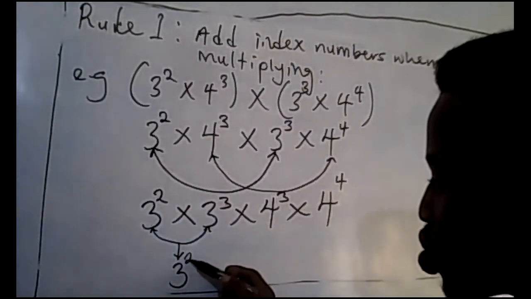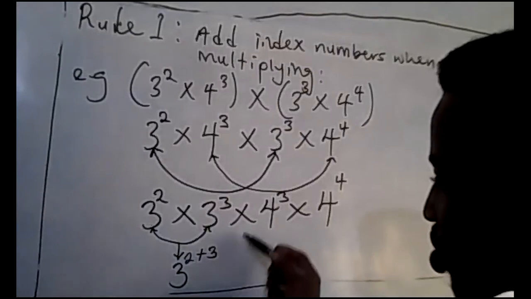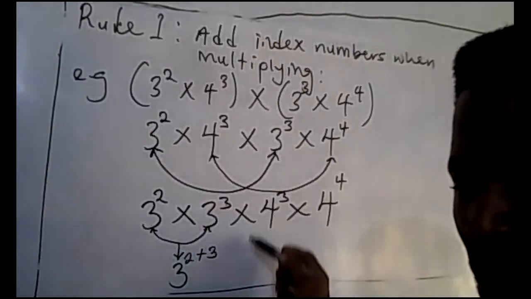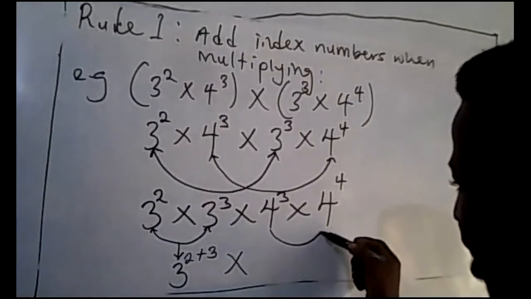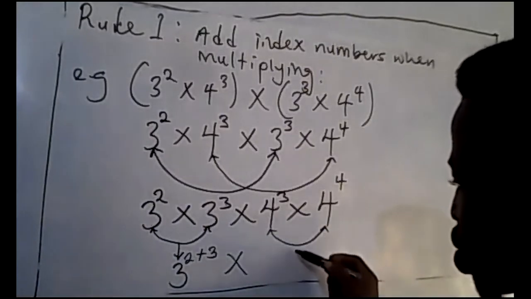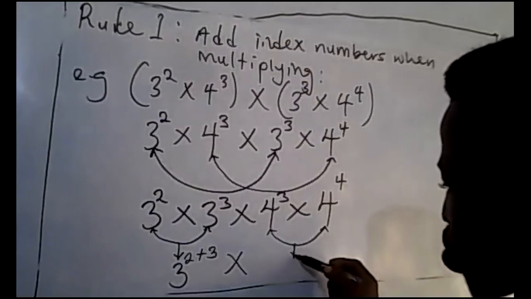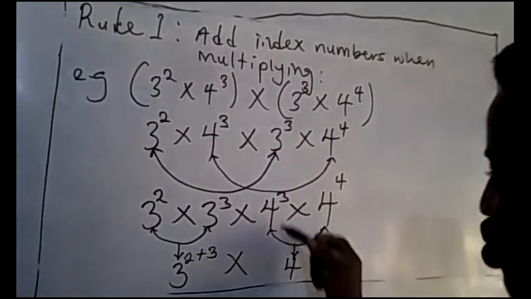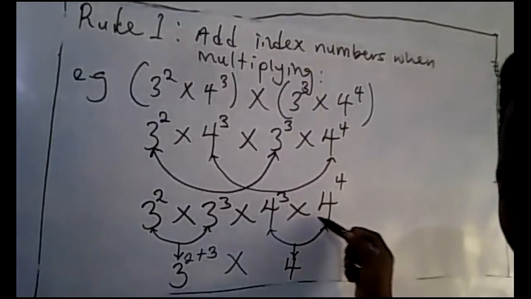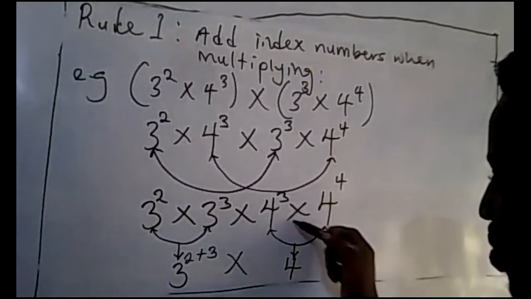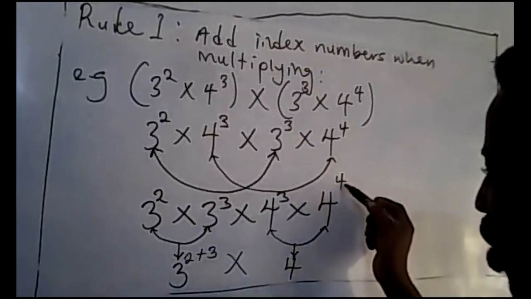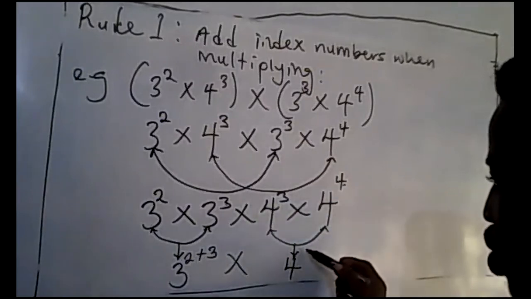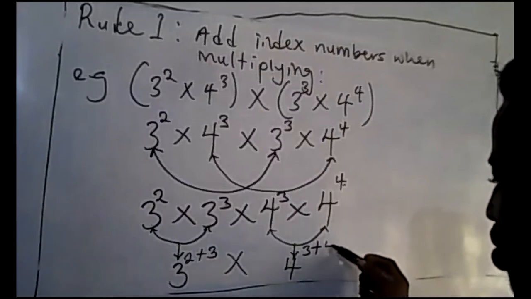So you say 2 plus 3. Bring down this your multiplication, say times. Since these 4 and 4 are like terms, just write one of it. 4. And the rule says since they are being multiplied, there is a sign of multiplication in between them, you just add the index or the power. So you say 3 plus 4.